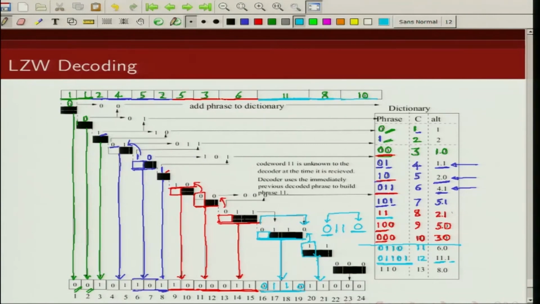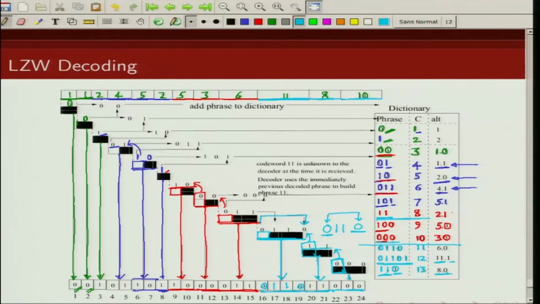And finally this 10 is nothing but 000. So 10 is decoded as 000, and here the innovation symbol is 0, so you add this here. So the next entry in the dictionary would be 110, because the old phrase is 11 and this innovation symbol is 0. So the entry here would be 110, and this can be written as concatenation of 11, which is code word number 8, with this innovation symbol 0.